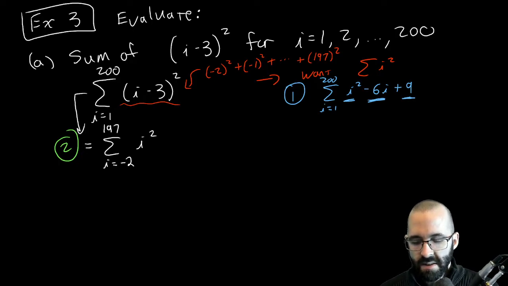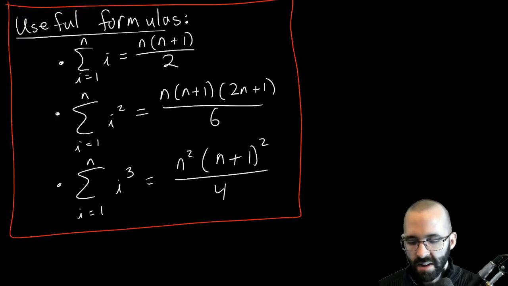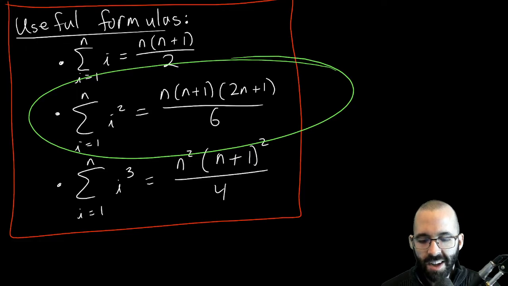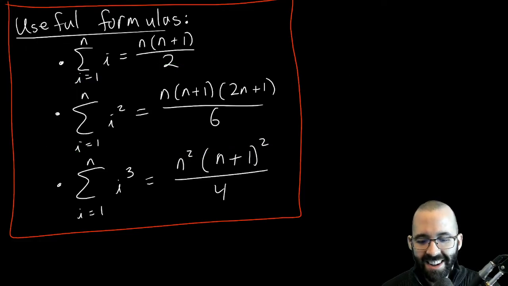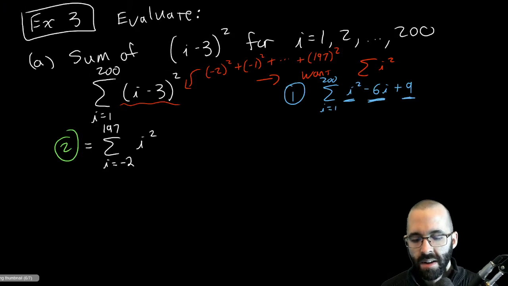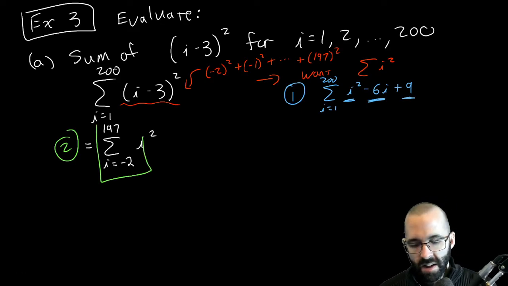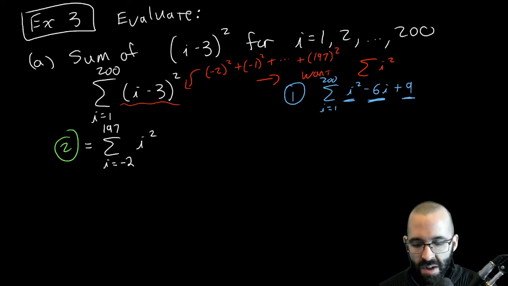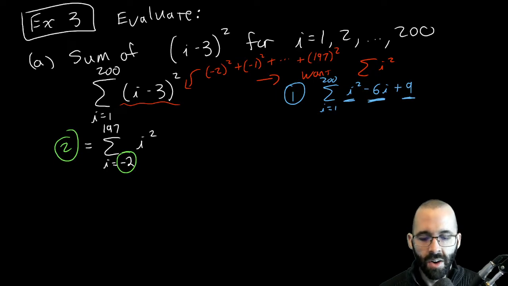So we've now taken this and translated it into something that's much closer to one of our properties. It's much closer to us being able to use this formula. But we can't use it yet. There's another step. Because this formula is only from 1 to n. And ours is going from negative 2 to n. So really, if this thing right here were a 1, we'd be good to go, but it's not.